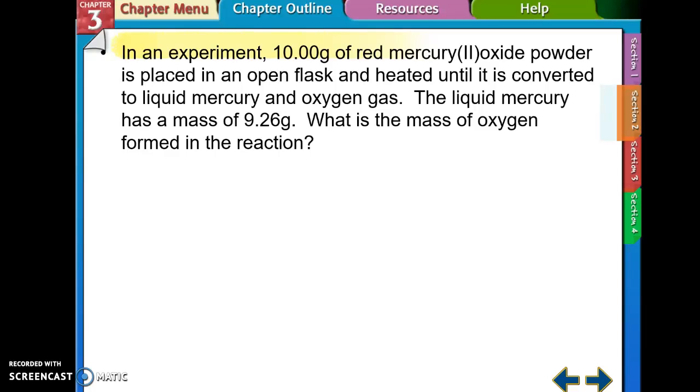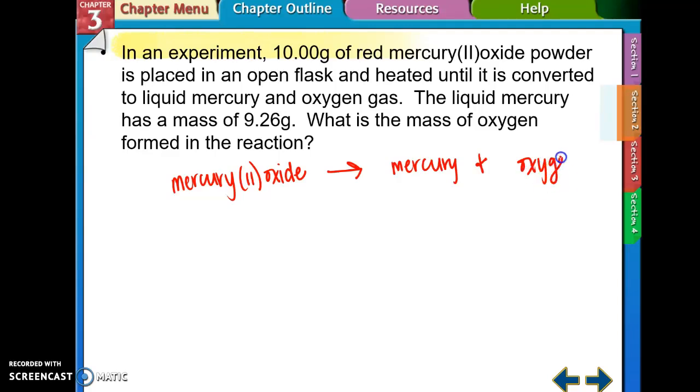So what I'm going to first do is look at what is chemically happening. I have mercury(II) oxide, and it's heated until it's converted. So the word converted, I'm going to use an arrow, to liquid mercury and oxygen. So that's my equation. The mass of the reactants, the mercury(II) oxide, should equal the mass of the products, the mercury and the oxygen.